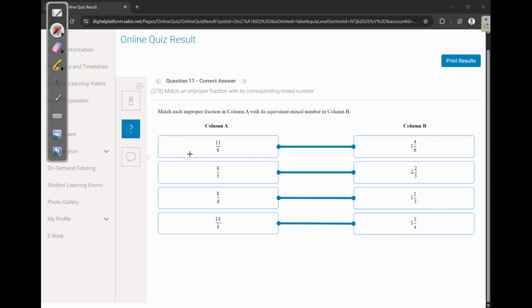How many 6s are there in 11? 1, and the remainder is 5, and then it's 6, because that's the denominator. How many 3s are there in 8? There's 2, and then the remainder is 2 out of 3 inside of it. And there's 2 out of 3 left. How many 6s are there in 8? It's 1, then it's 2 out of 3.